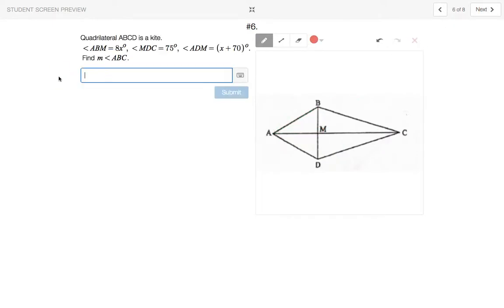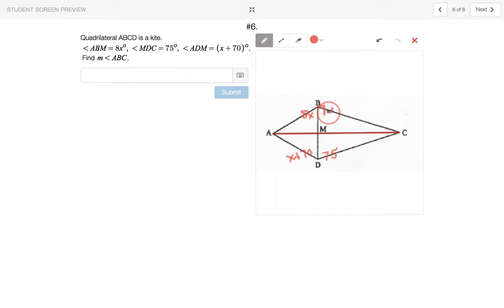Okay, now this one, number 6, we know that angle ABM is 8x. So I'm going to write that up here, 8x. Angle MDC is 75. MDC, 75 degrees. Angle ADM is x plus 70. ADM, x plus 70. Okay? Now, because this is my line of symmetry, I know that this angle 75 is also up here is 75. I keep forgetting to hit the pen.